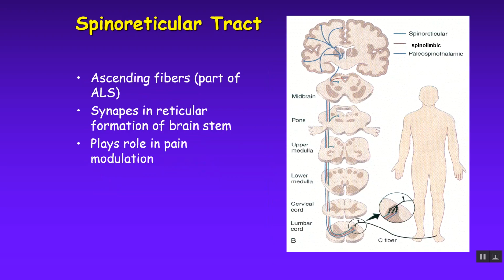So that's spinomesencephalic. Spinoreticular. This spinoreticular tract, the name tells you it starts in the spinal cord, and it terminates in the reticular formation. And the reticular formation is, they kind of have it, it's got these little dots right here.